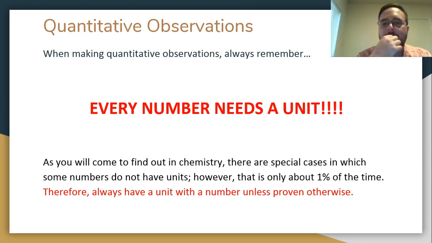As you'll come to find in chemistry, there are special cases, like I just said, in which some numbers do not have to have units. However, this is only about 1% of the time, which is the 1% that we're probably going to talk about in the next video called error analysis. But there's a couple other things that may not have units too, and I will help describe those as we come across them and demonstrate why they don't have units. But other than that, each number should always have a unit unless proven otherwise. So if you ever have a question about whether this thing requires a unit or not, come talk to me, and we can break it down one by one and see what's going on there.